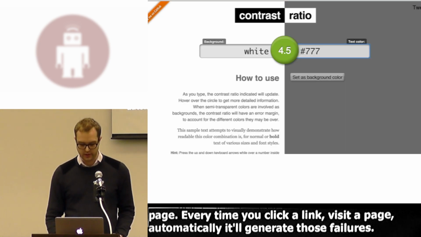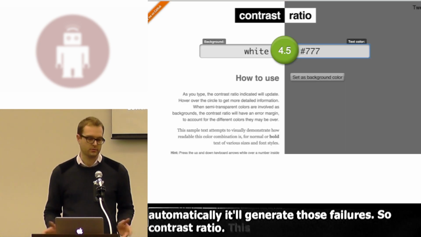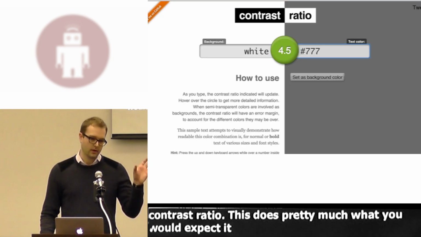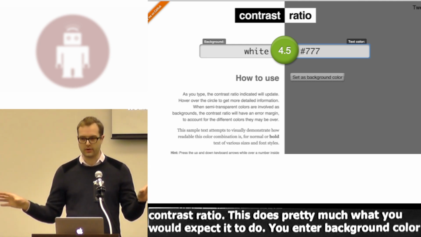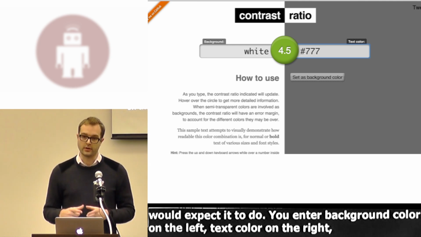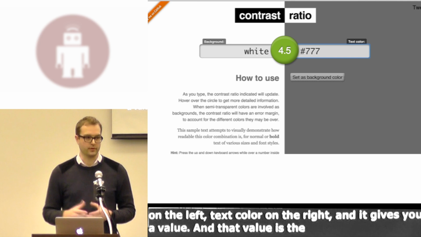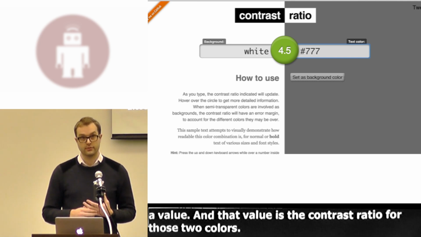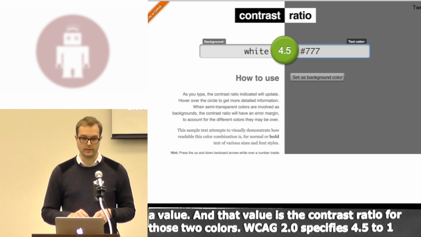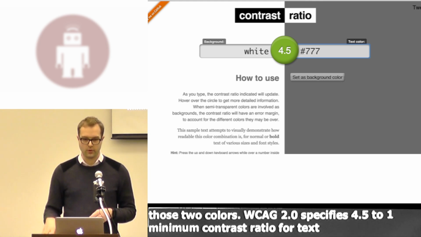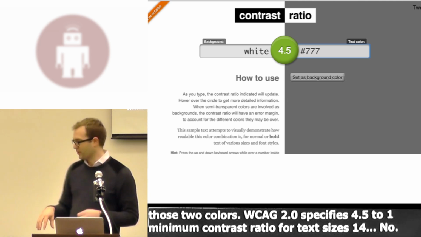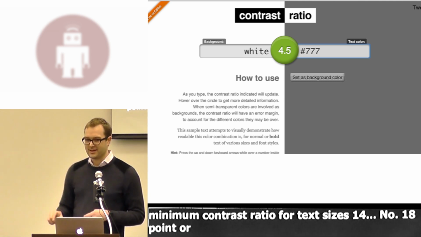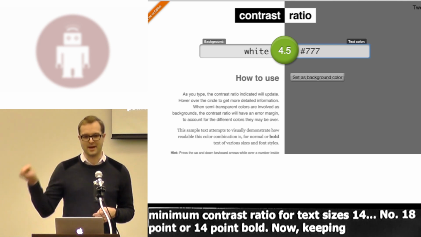So contrast ratio. This does pretty much what you'd expect it to do. You enter background color on the left, text color on the right, and it gives you a value. And that value is the contrast ratio for those two colors. WCAG 2.0 specifies 4.5 to 1 minimum contrast ratio for text size that is 18 point or 14 point bold. Now, keeping in mind, point is not pixel.